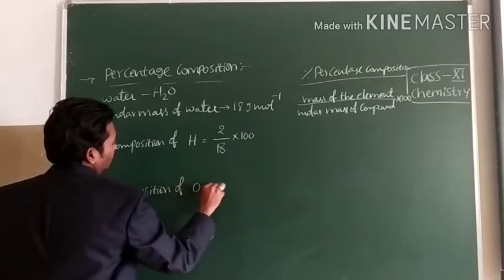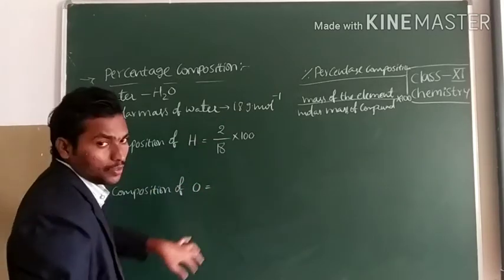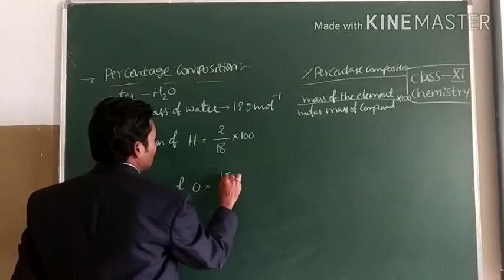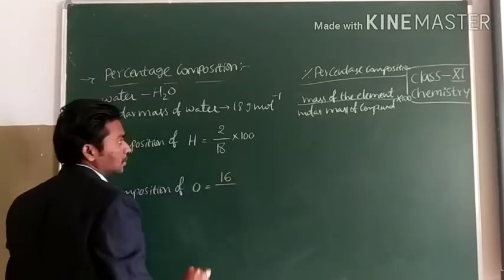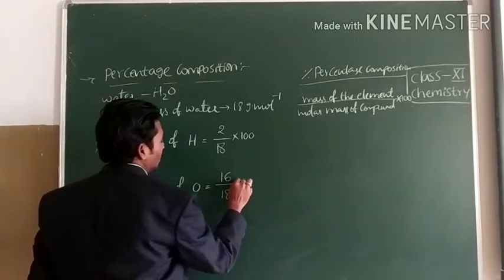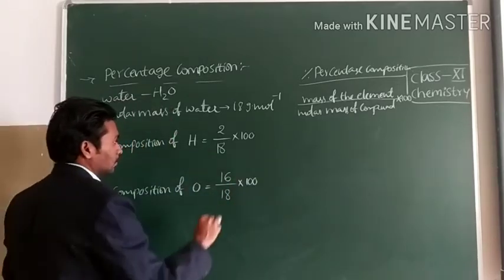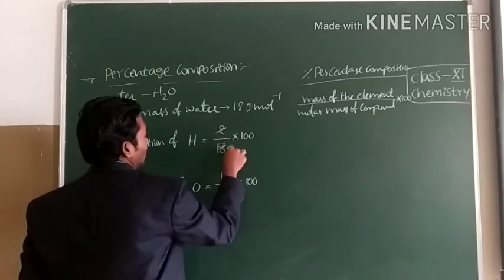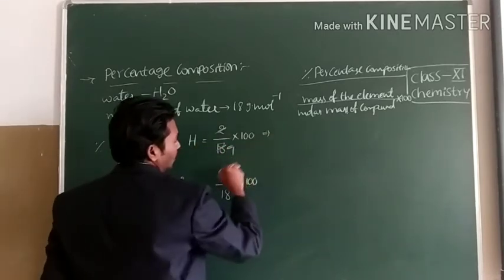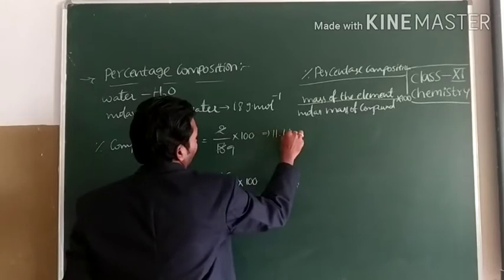Percentage composition of oxygen is equal to mass of oxygen. Mass of oxygen is nothing but atomic mass of oxygen, 16, by molar mass of water, 18, into 100. That is 2 1s and 2 9s, 200, and we get around 11.11%.